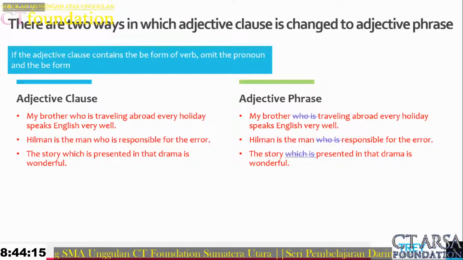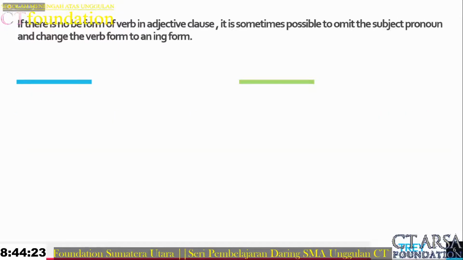This is the first one, how to change an adjective clause to an adjective phrase. And number 2: if there is no be form or verb be in the adjective clause, it is sometimes possible to omit the subject pronoun and change the verb form to an ing form. It's a bit different. If we don't have a be form in the verb of the adjective clause, we don't use to be, we don't use is. So it's sometimes possible to omit the subject pronoun and then change the verb into ing.